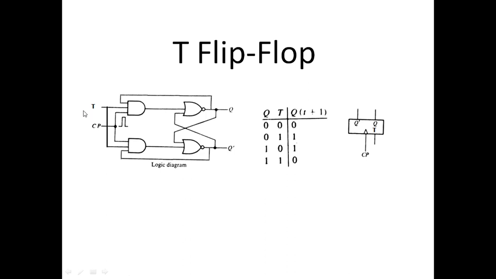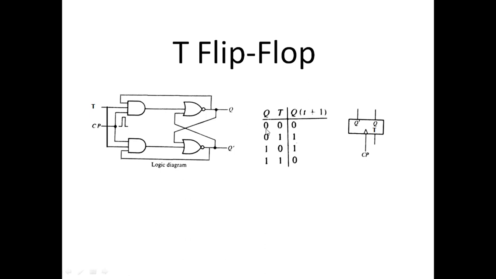Now when we provide a 0 here, we get 0, 0 at both of the JK inputs, which is on the previous slides. So the rest of the operation is exactly the same. But now we have a single input. With the current state Q, we can determine the next state when the input T is provided.